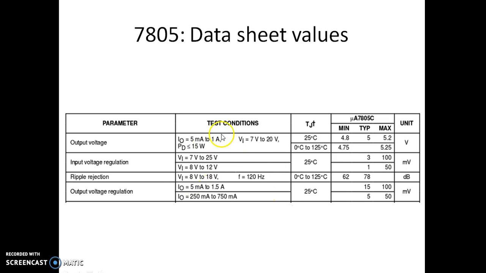So this is how we can see the data sheet of various regulators and try to identify their line regulation and load regulation. This has a pretty good load regulation, and of course the line regulation is also fine, because even if the input voltage is 20, output is 5. From 7 to 20 it will always be at 5 volts.